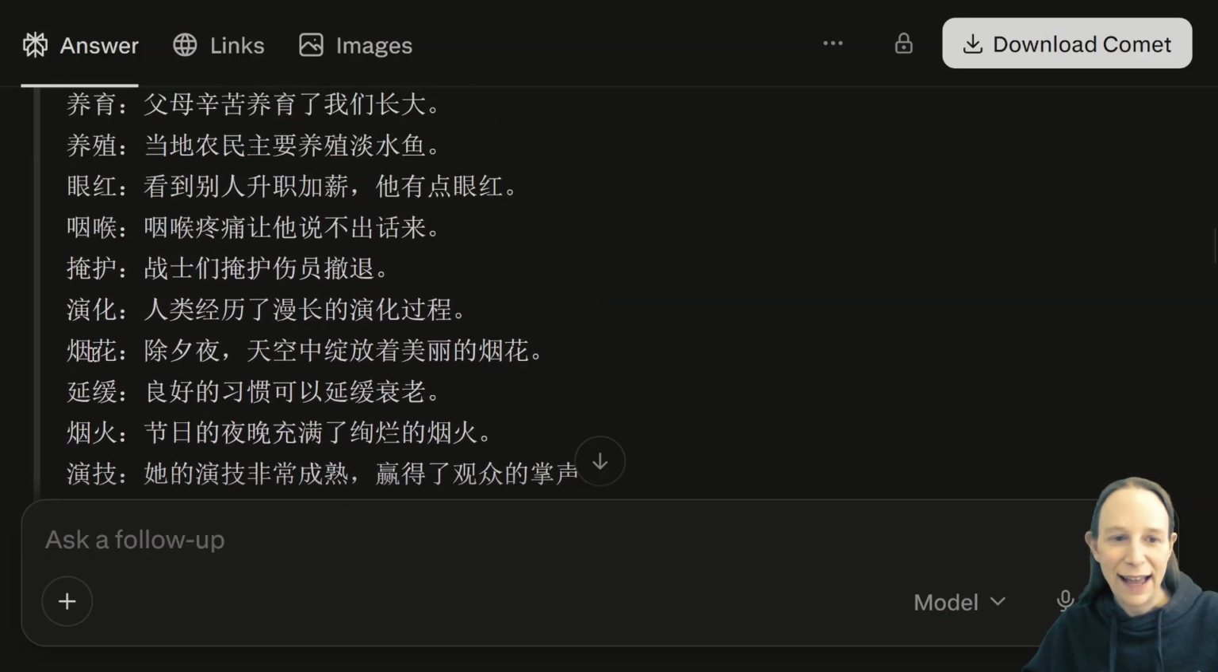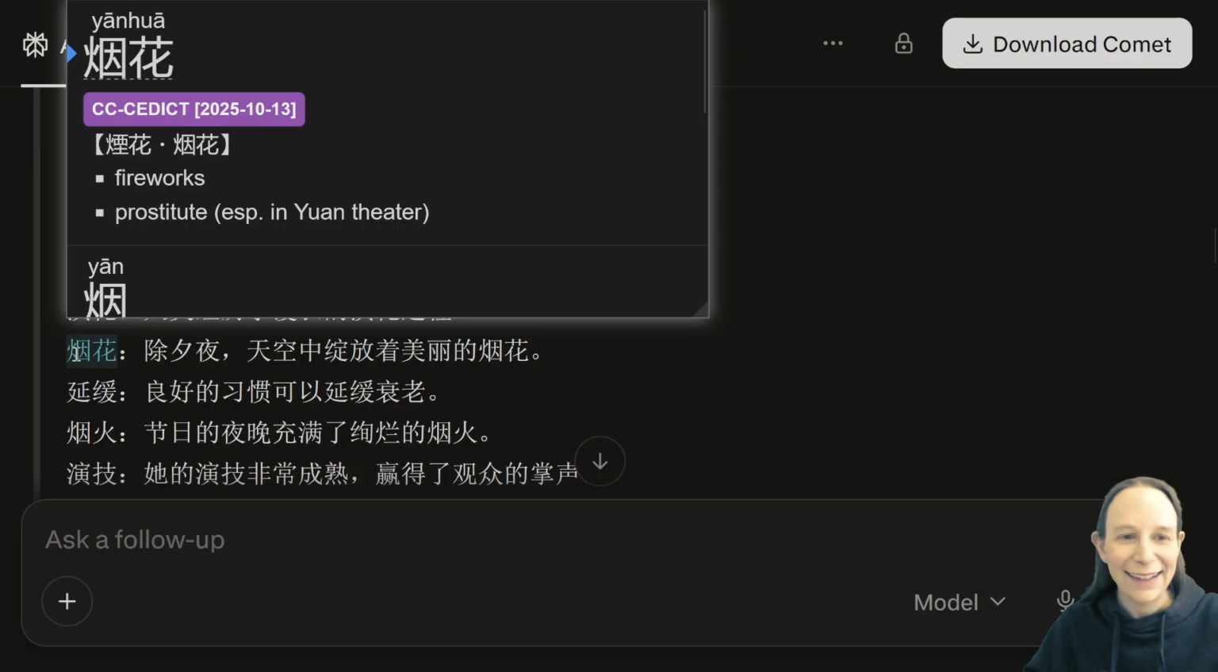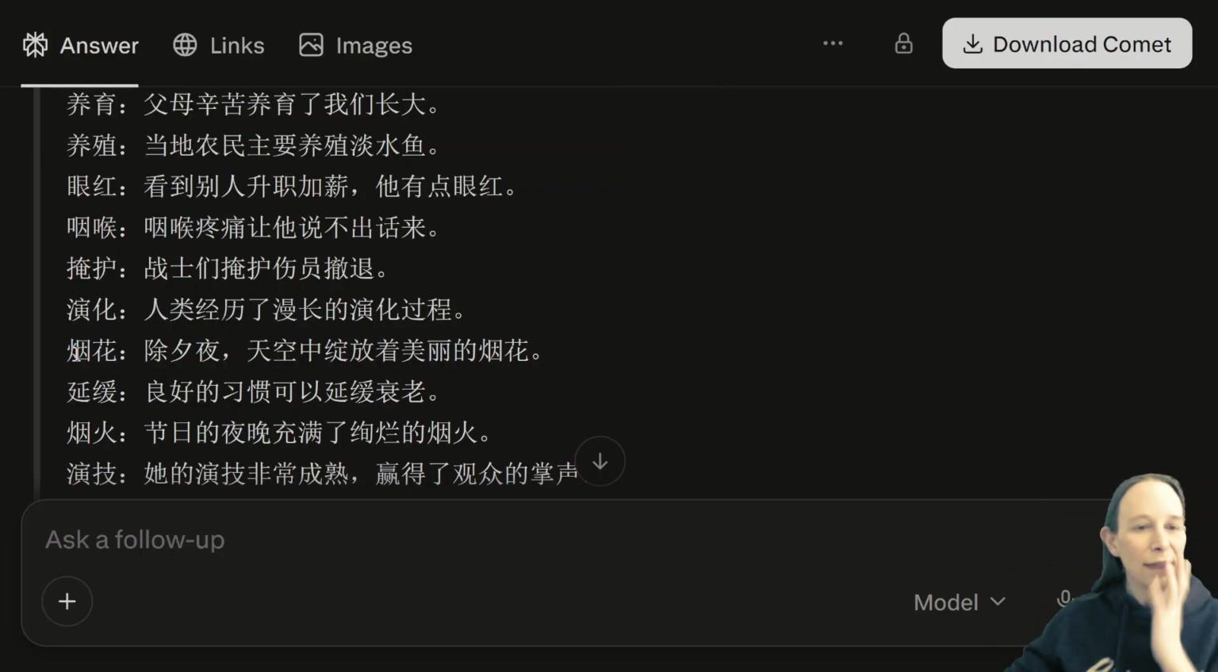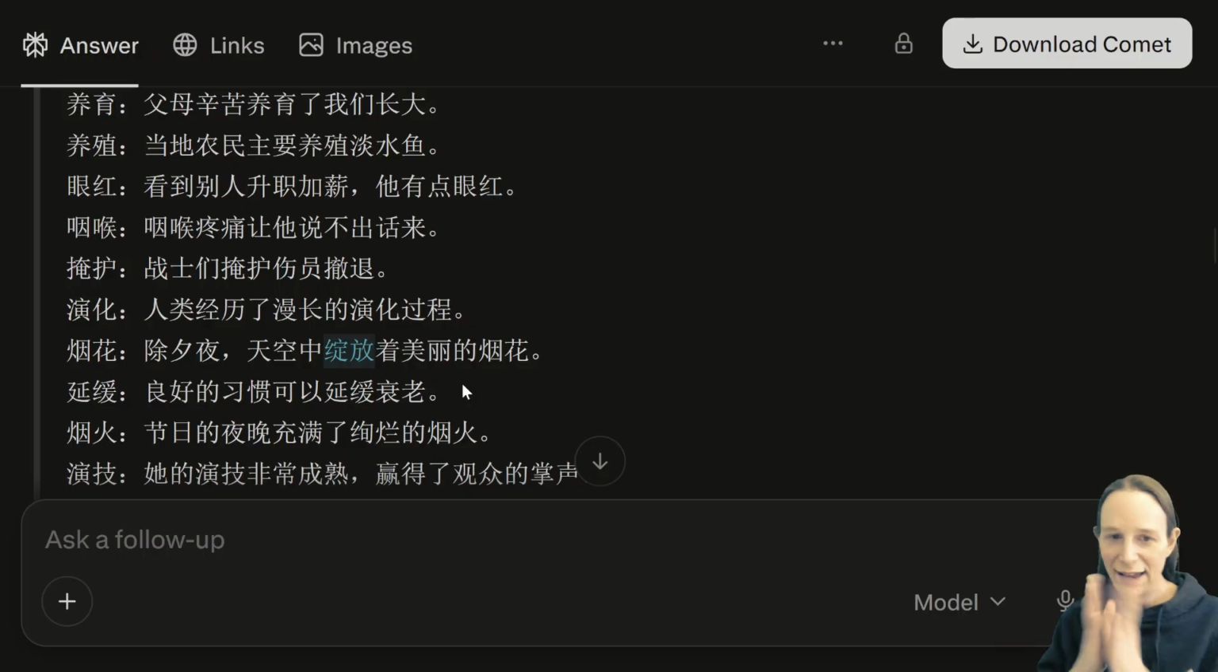烟花, yeah, fireworks, right? So like fire flower. 烟花. 除夕夜. So 除夕, when's 除夕? Yeah, this is like New Year's. No, this is the day before New Year's Eve, Lunar New Year's Eve. 天空中绽放着美丽的烟花. Okay, so 绽放 means blossom.